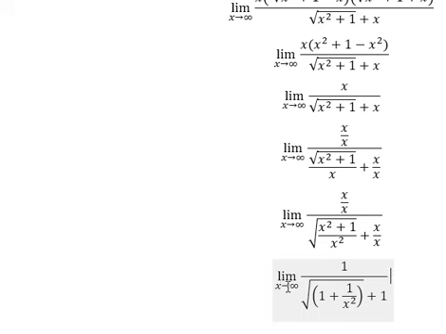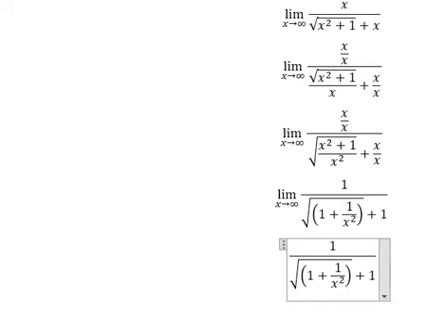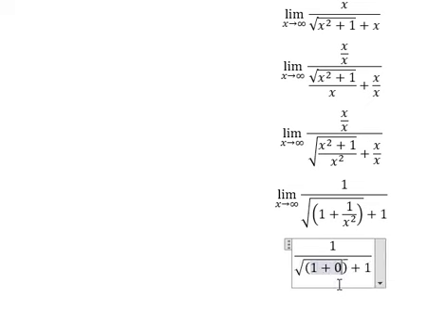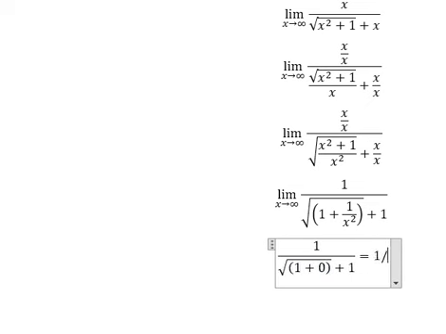When s approaches positive infinity, 1 divided by positive infinity gives you 0. And now we have 1 over 2.